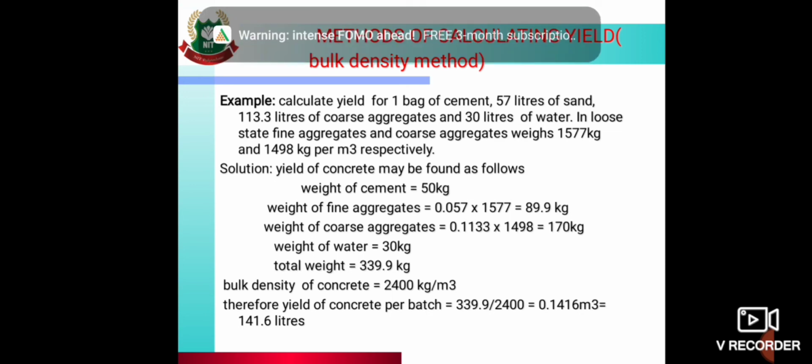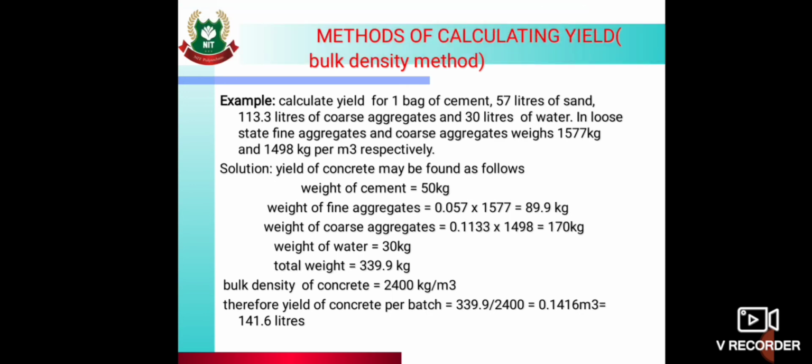So yield of concrete may be found as weight of cement is equal to 50 kg, weight of fine aggregates is equal to 0.057 into 1577. So 57 liters of sand is given and weight is given. So weight is volume into weight of fine aggregates. So it comes out to be 89.9 kg.